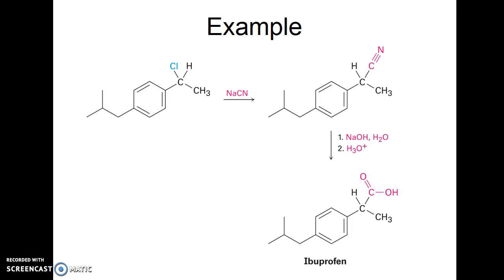So here's an example. We have a secondary halide here that we're treating with sodium cyanide. We're getting an SN2. Here they have basic hydrolysis of this, washing with acid afterwards to get rid of the base. And notice this nitrile gets changed to this functional group. Do you see how you added a carbon to the chain?